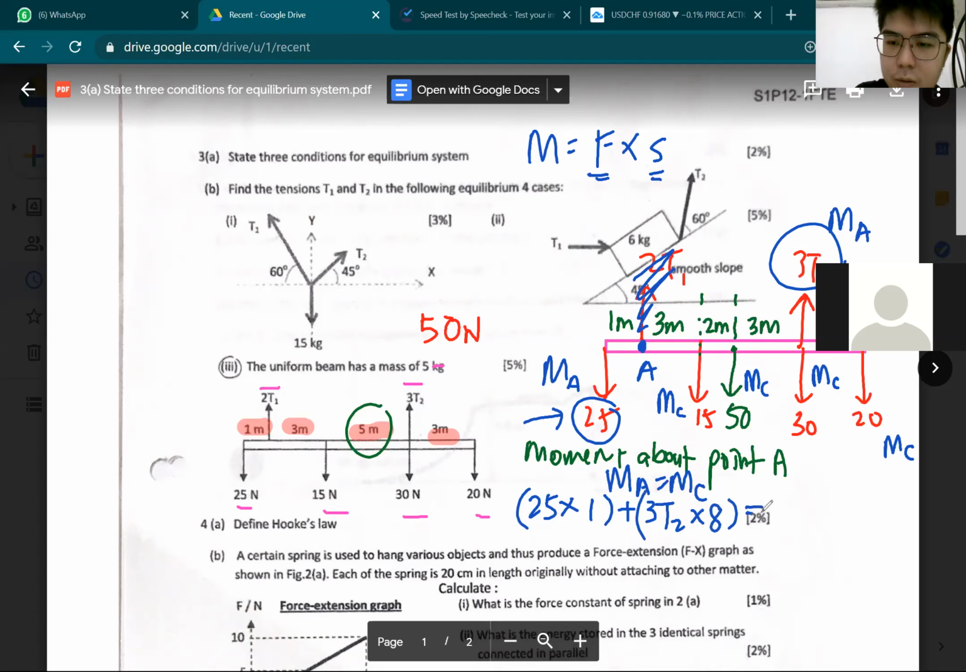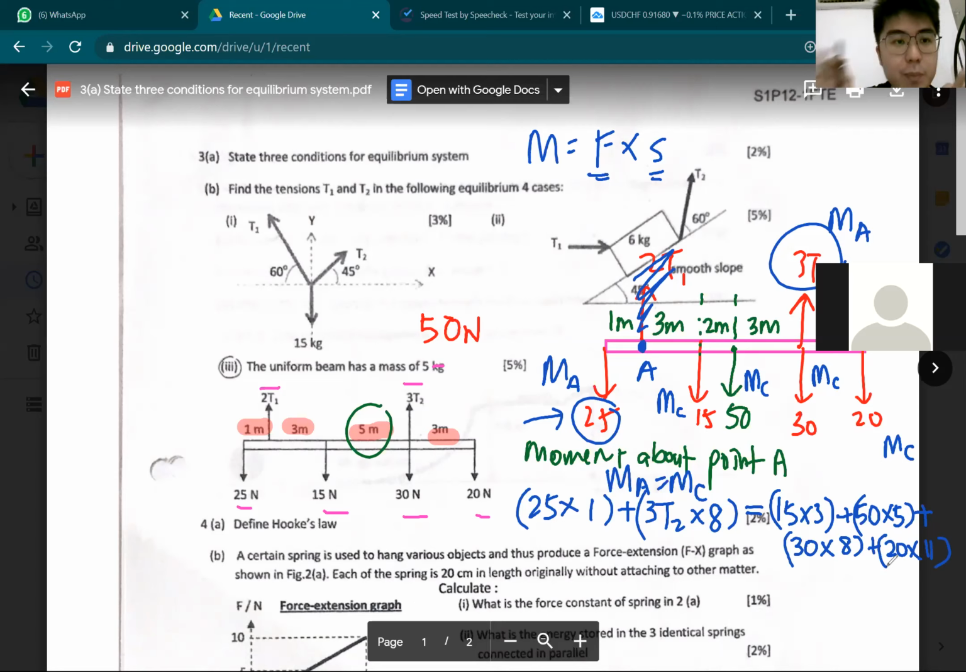Now equal to the clockwise moment. So you take all the forces: 15 times 3 meter from point A, plus 50, the weight of the beam, times 5, and then you plus what else? 30 times 8, and finally the last force is 20, right? 20 times 11. Okay, and then you simplify.